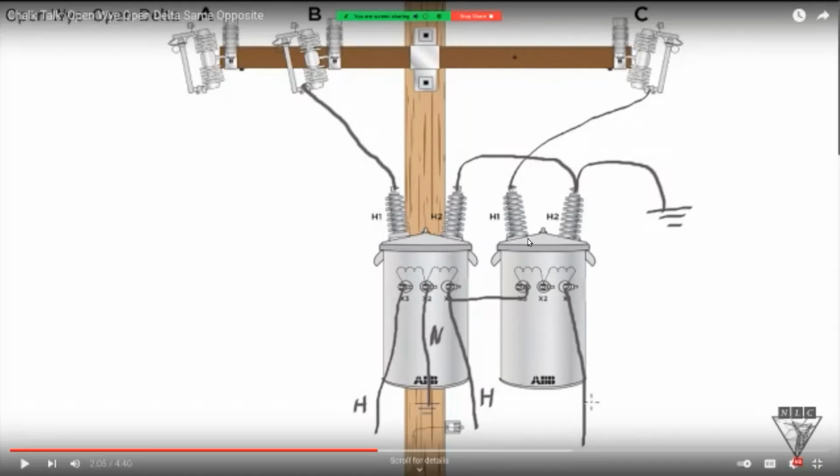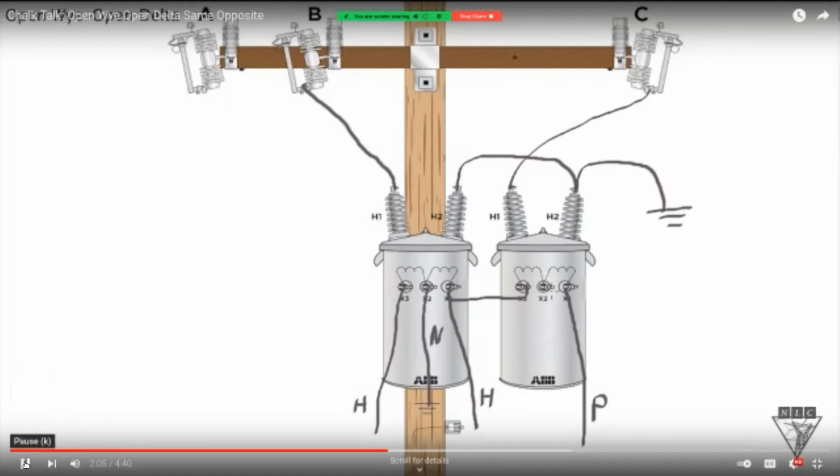Okay, so I'm going in with a primary voltage. Transformation is happening inside the transformer. Then my secondary voltages are coming out the front here. Okay, so let's proceed on.